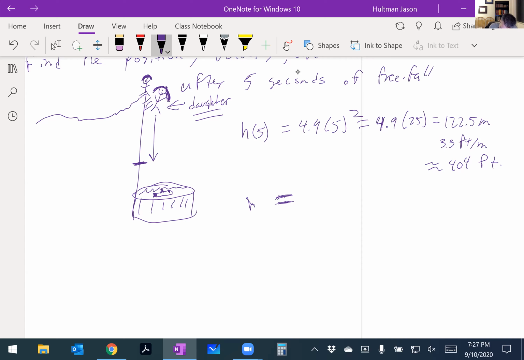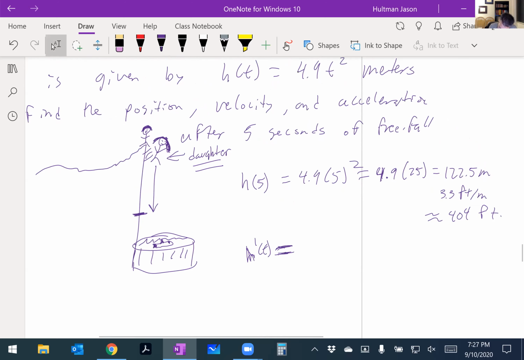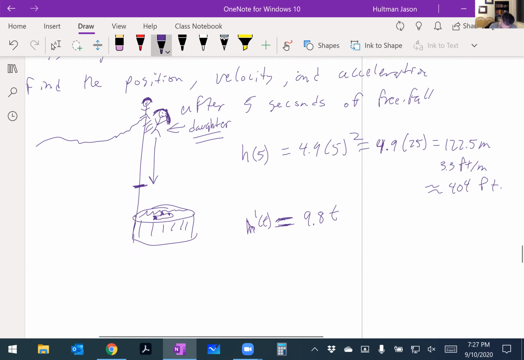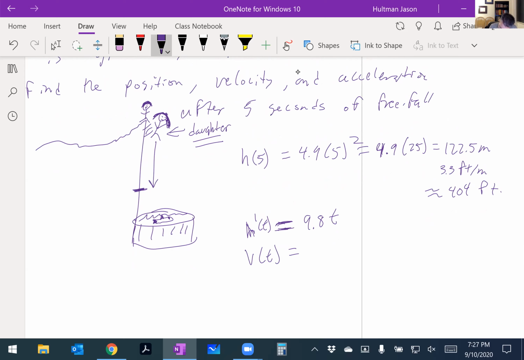What h prime of t is going to be? Well, that's going to be 9.8 t. So that's the velocity. V of t is going to be equal to 9.8 t. So V of 5, the velocity after 5 seconds, notice that you travel faster and faster the farther you fall. So this is 9.8 times 5.